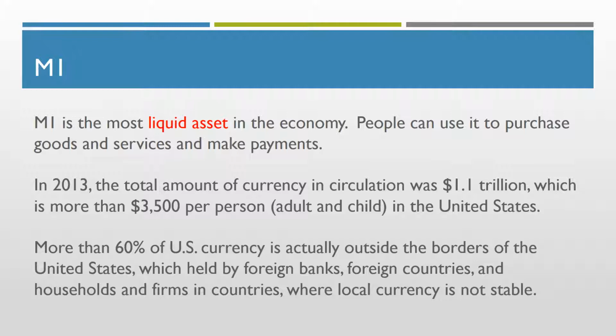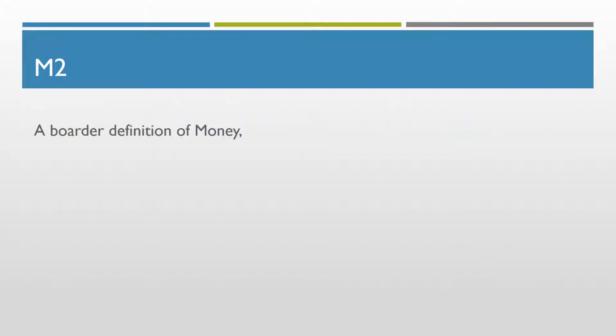The currency is held by the foreign banks, the foreign countries, and the households and firms in those countries where local currency is not stable. So most of the currency that we create for people to exchange for goods and services is actually held by the foreigners. So M1 is the narrowest definition. It contains only the currency in circulation that is readily available for people to buy goods and services.